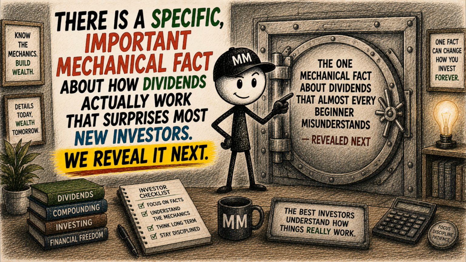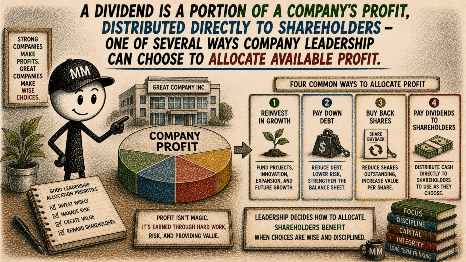A dividend is a portion of a company's profit distributed directly to shareholders, typically paid quarterly, sometimes monthly or annually, depending on the company's specific payment schedule. When a company generates profit, its leadership decides how to allocate it: reinvesting it back into the business, research, expansion, acquisitions, paying down debt, buying back shares, or distributing a portion directly to shareholders as a dividend.